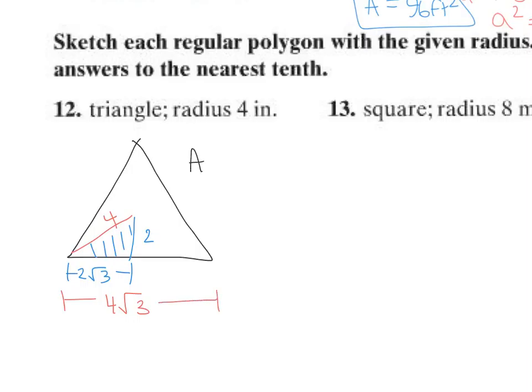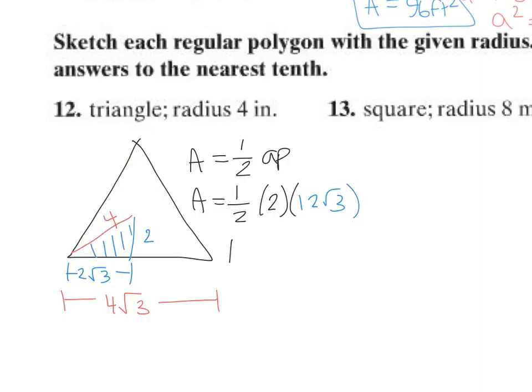So you can use the formula area equals 1/2 the apothem times perimeter. Area equals 1/2 the apothem, which is 2, and the perimeter is going to be 12 root 3s, because there are 4 root 3 plus 4 root 3 plus 4 root 3. So this answer is going to be 12 root 3 inches squared, but it tells me to put it to the nearest tenth. So if I put it to the nearest tenth, it's going to be approximately 20.8.